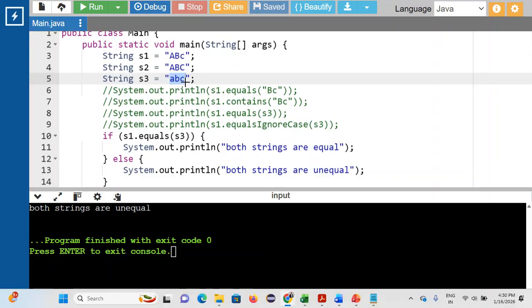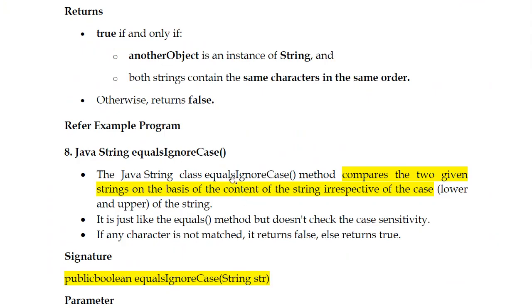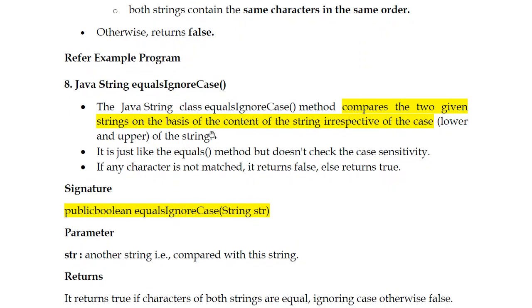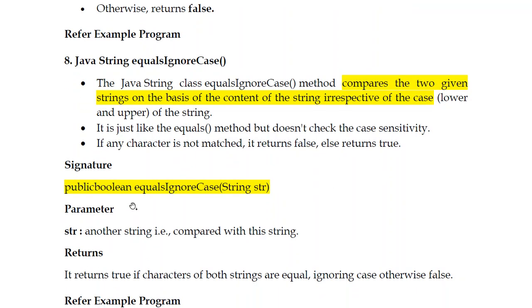So to avoid this, to ignore case, it should not see the case and all. To avoid these cases, we have the method equalsIgnoreCase. So it checks only the content. It won't check uppercase or lowercase. That is what we have mentioned: it compares two given strings on the basis of content of the string, irrespective of the case. It will avoid the comparison of uppercase and lowercase. The return type is boolean only.